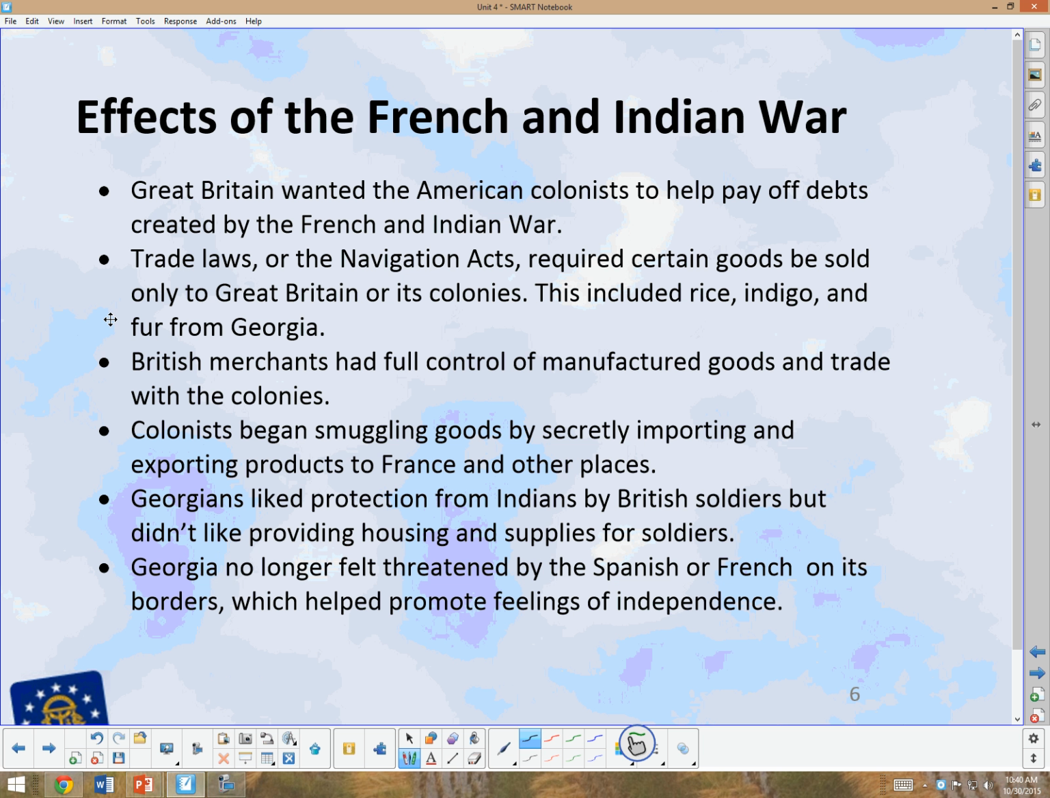Now, Georgia was a little bit different from the other colonies. They sort of liked the protection from Indians by the British soldiers, although they didn't like providing housing and supplies for soldiers. We'll talk about that in class. Georgia no longer felt threatened by the English or the French on its borders, so in that sense, it helped them want to become more independent, but they did not like the restrictions on trade.